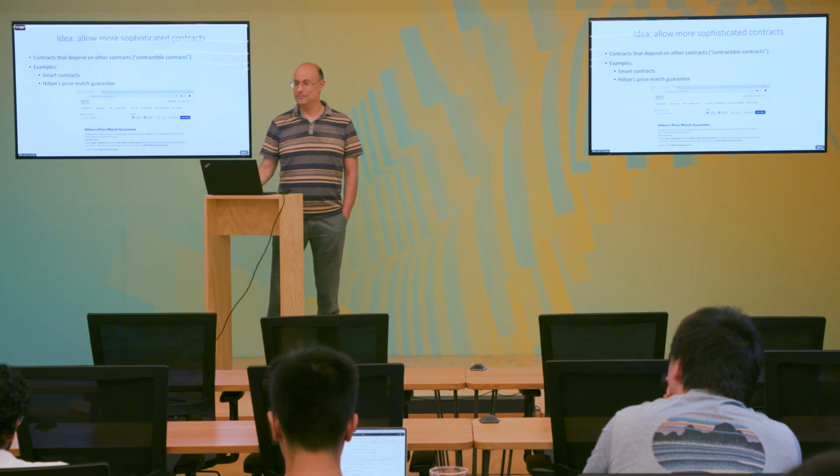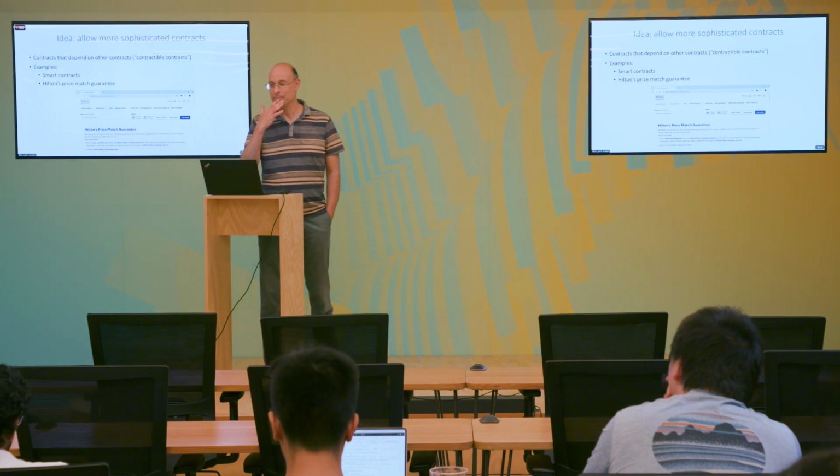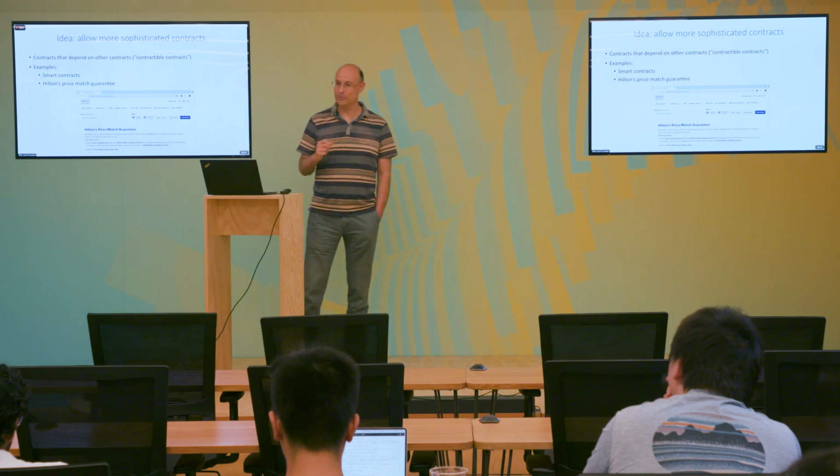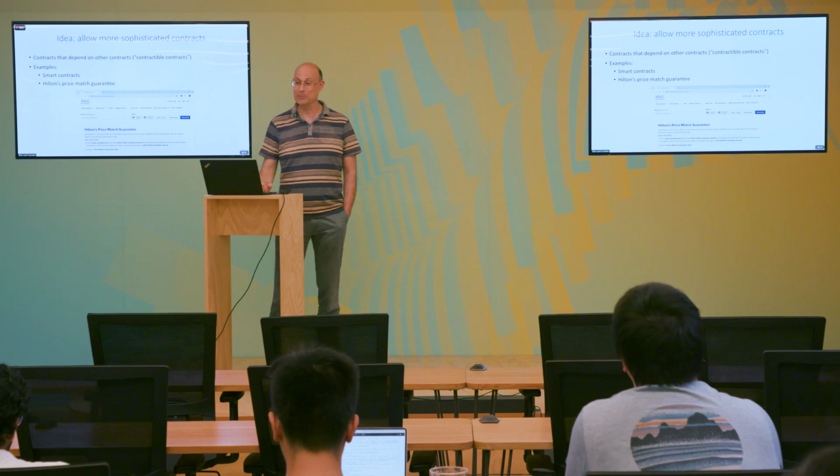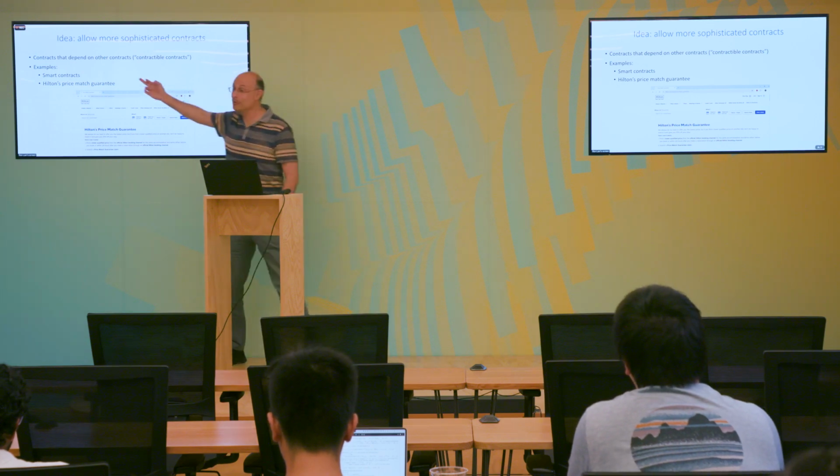So you have to worry about things being well-defined now, right? Yes, of course. You have to worry about things being well-defined because it could be a recursive definition. Yes, absolutely. But this holds also for smart contracts.